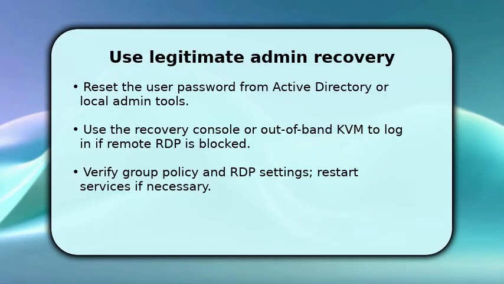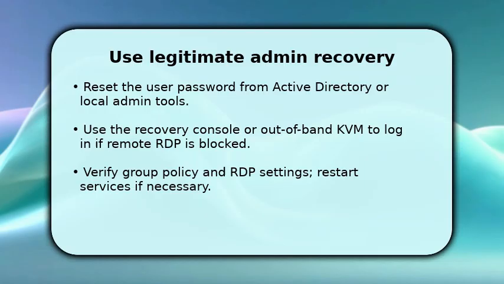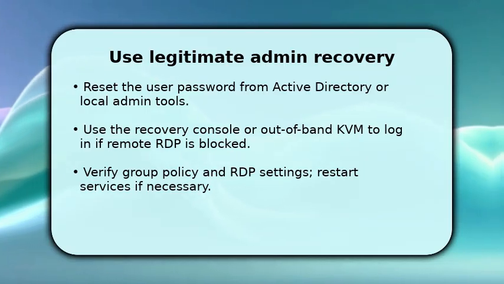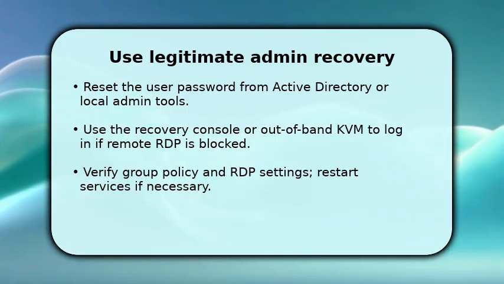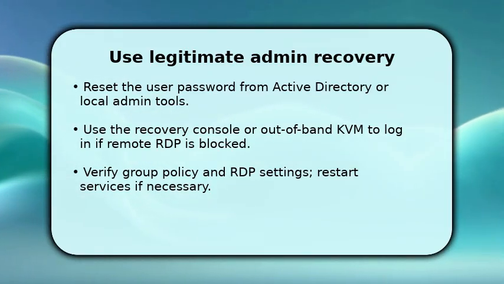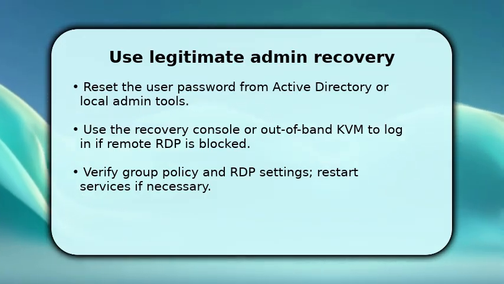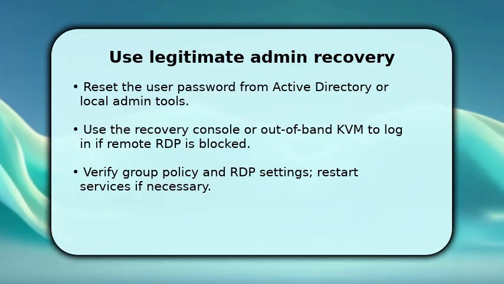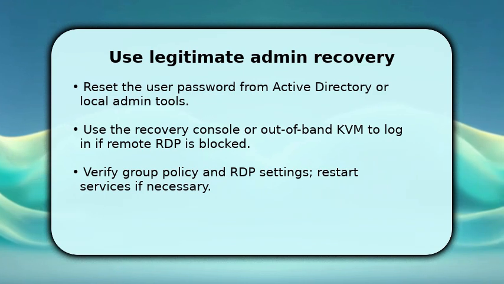Once you've got authorization and access, perform a sanctioned password reset. Use Active Directory users and computers for domain accounts or the local users tool for local accounts. If RDP is disabled, access the system via KVM or an out-of-band interface to sign in and re-enable remote desktop or restart the remote desktop services. Make sure group policy and firewall rules allow the connection, and validate that the account isn't locked out. These steps follow proper IT processes and preserve audit trails.